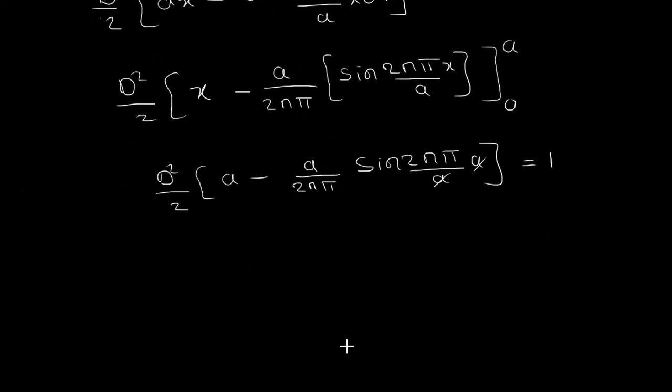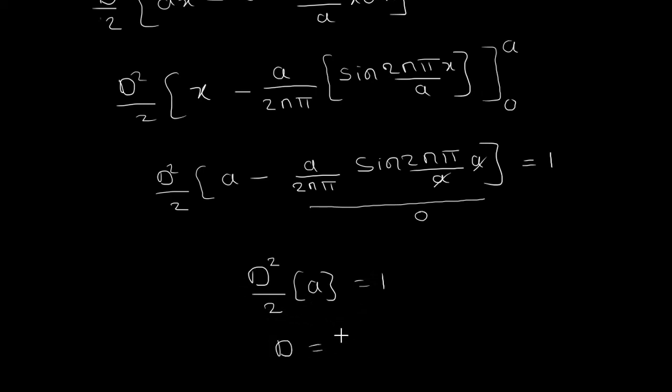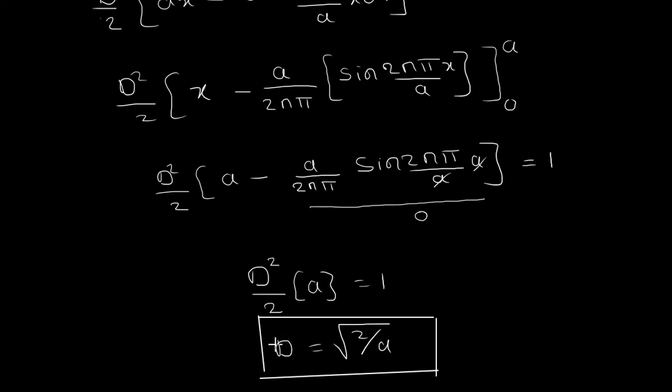Next, in the ultimate equation, sine 2 n pi will become 0, so this part of the equation will become 0. The remaining part of the equation is d square divided by 2 into a equals 1. In that case, we can take d equals under root 2 by a. So this is the important part of the derivation. We got the d value.